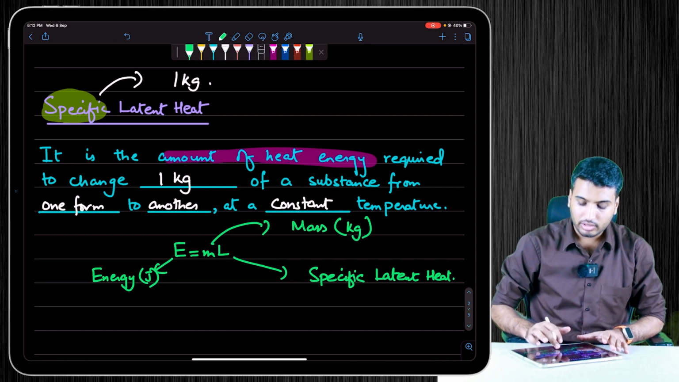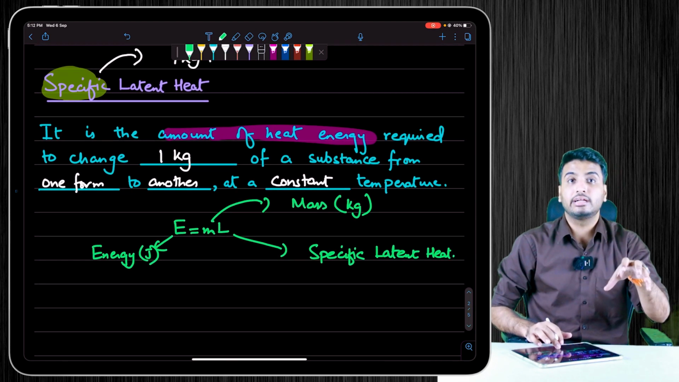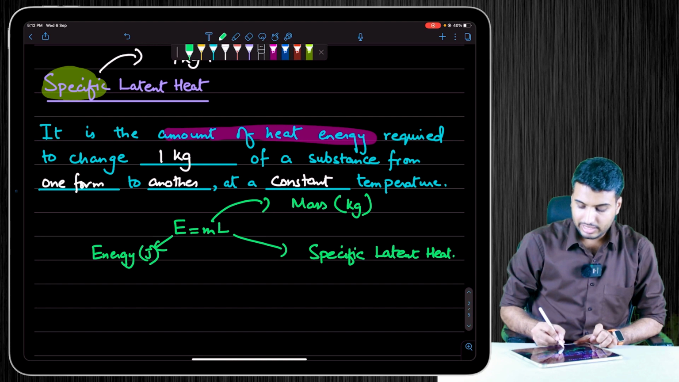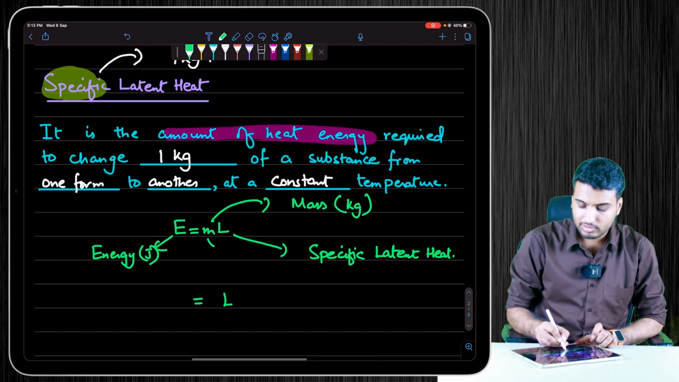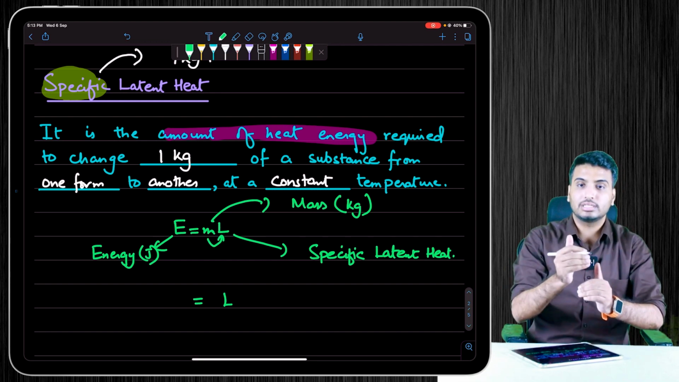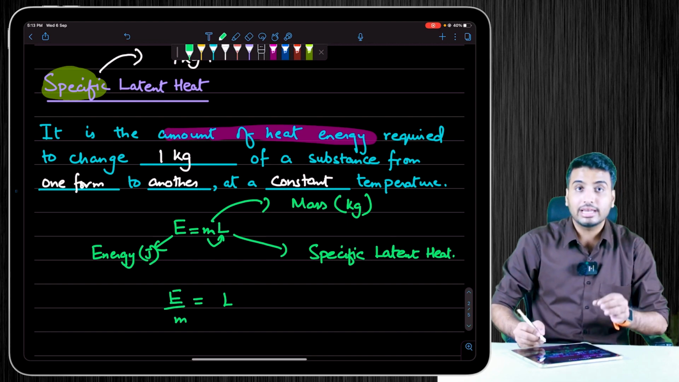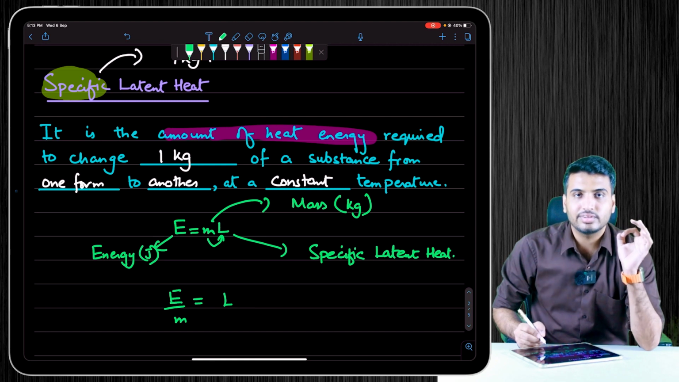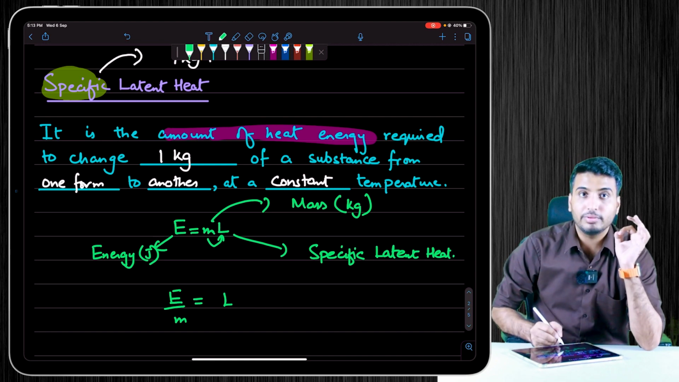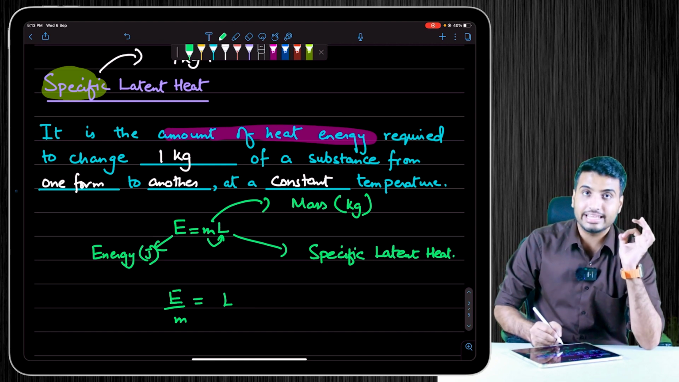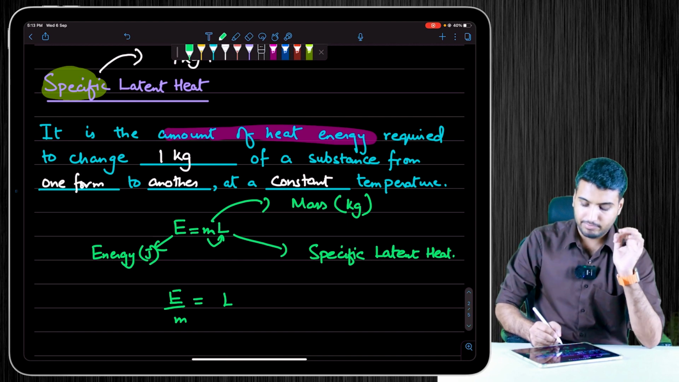Alright, in order to find specific latent heat from this formula, we need to make L the subject of the formula. As m is being multiplied by L, when it goes to the other side, it will be divided. So to calculate specific latent heat, the rearranged formula would be E over m.